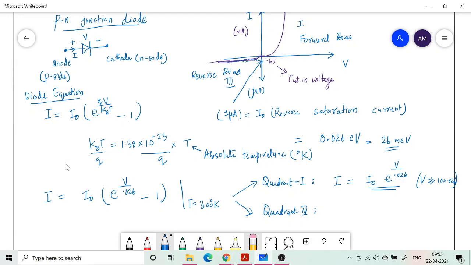Just like here I said e raised to plus 10, it will become e raised to minus 10, and therefore it will be 1 by e raised to 10, which is a very negligible quantity. You can neglect it with respect to 1. So you only need to keep the constant term, which is going to give you minus I0. So under reverse bias situation, you have minus I0.